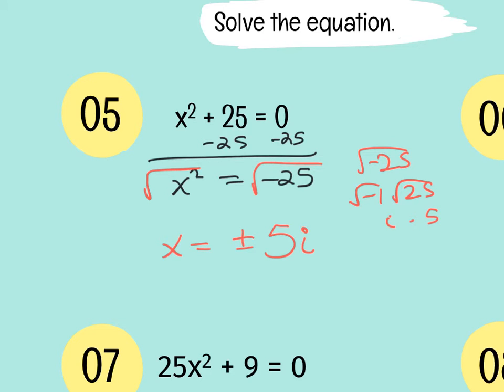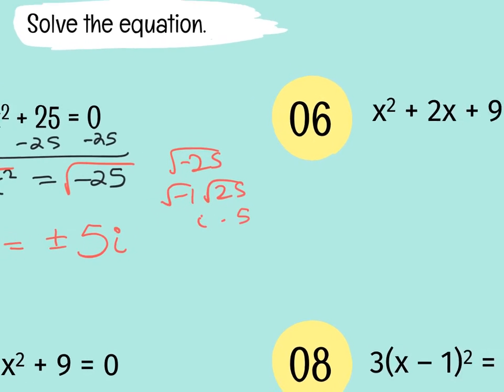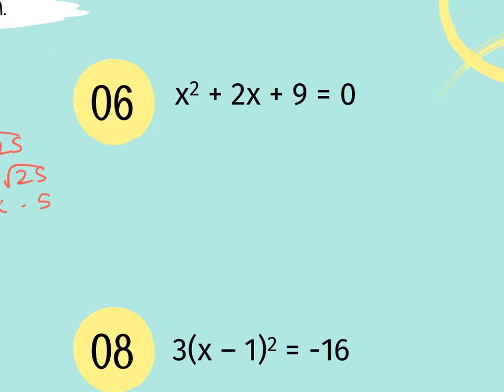Number 6, I believe I did the quadratic formula yesterday, but I'll do it again. So I'm going to demonstrate the quadratic formula. Now you could also do completing the square on this one. You just can't factor it. It's not factorable. So for the quadratic formula, my a equals 1, my b equals 2, and my c equals 9. I'm going to plug it into the formula.